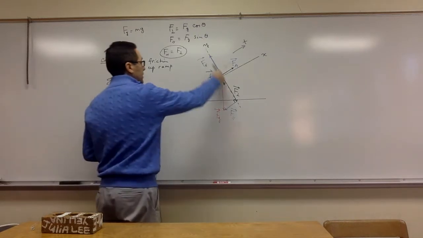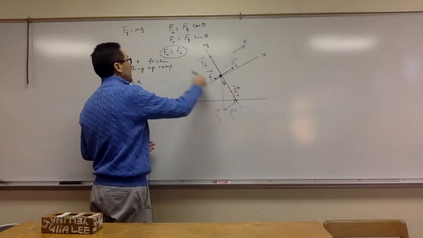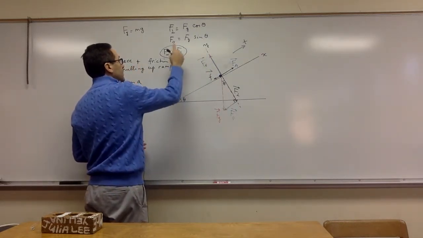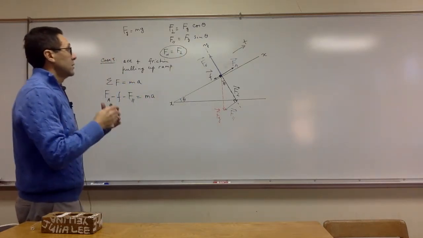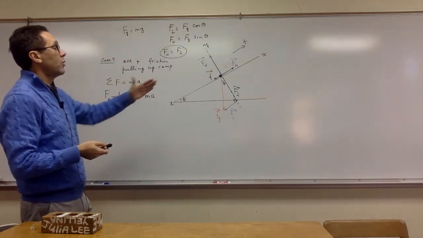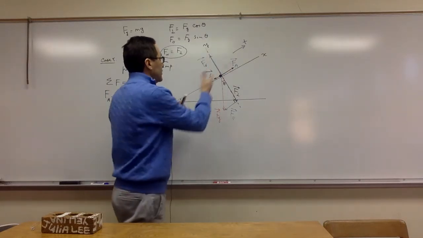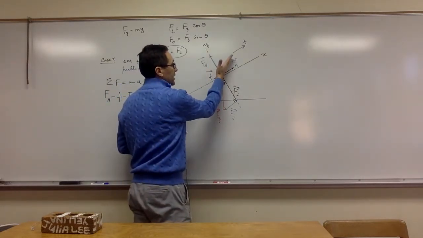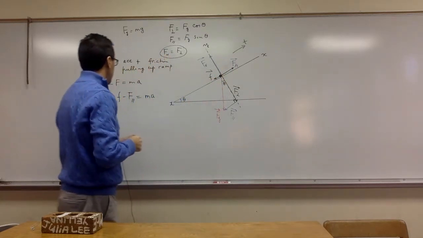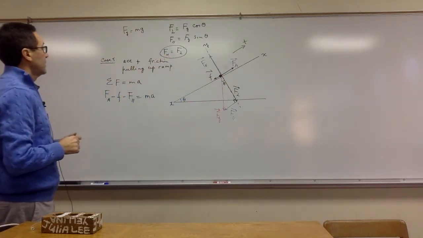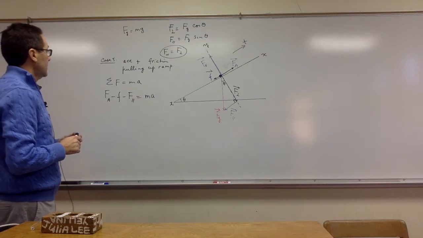And in the direction perpendicular to the ramp, Fn is equal to F perpendicular at all times, because we're not pulling or pushing at an angle on the ramp. In other words, this force is not making an angle with the ramp, which can make things a little bit difficult. All right, and that's it.